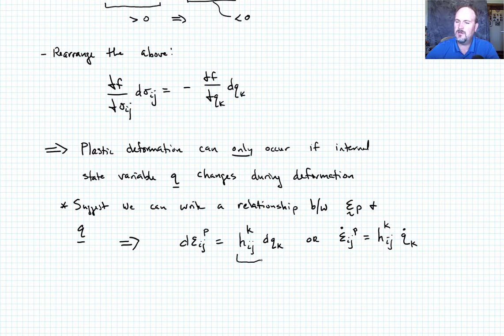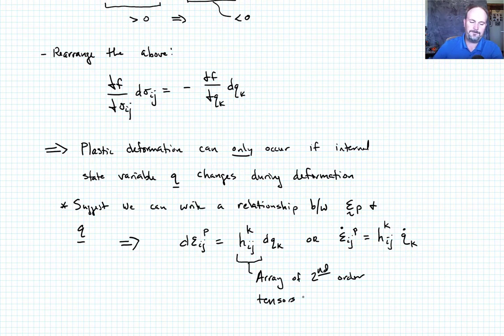Let me just say we need to define what this H term is. It's actually not a third order tensor like you might think. It's an array of second order tensors. Okay? The other thing I'll say about this is that there's no requirement here that those be constant. They're not required to be constant. Okay?